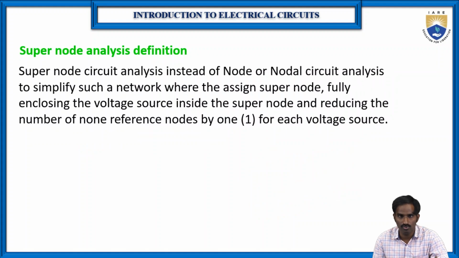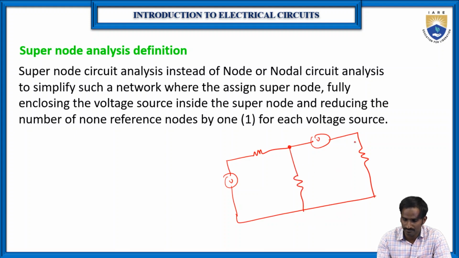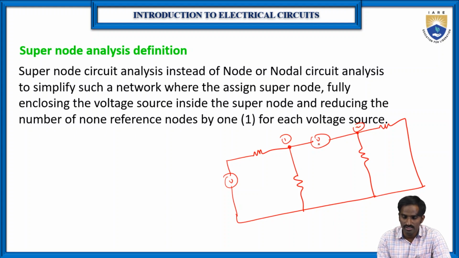In a similar way, the super node analysis. We go for the super node analysis when there is a voltage source in between two nodes. Let me draw the same circuit. Okay, V and resistor, and this is the node, and again there is a voltage source in between these two nodes. Let us consider this is node 1 and node 2. In between node 1 and node 2 there is a voltage source. In this case we will go for the super node analysis.